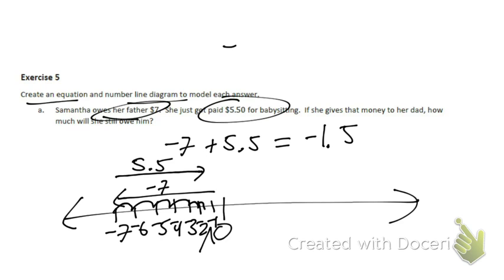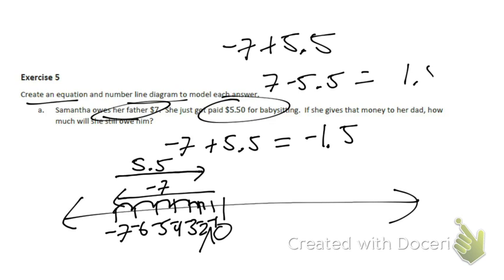And again, let's say eventually you don't want to spend your time doing a number line. You do the bigger one, take away the smaller absolute value. So 7 take away 5.5 is 1.5, but again, the bigger one was negative, so it's -1.5.